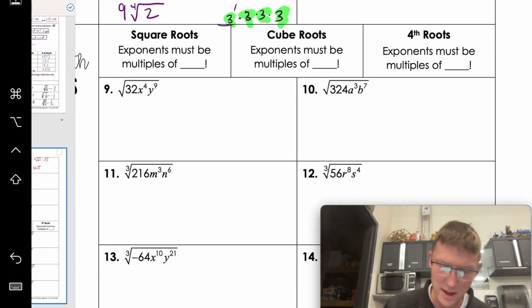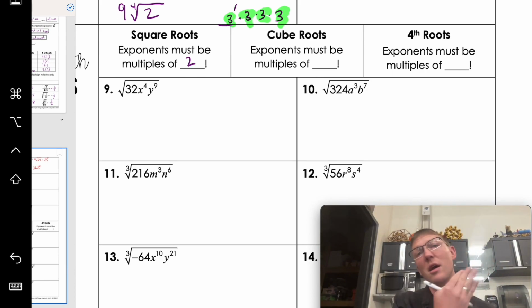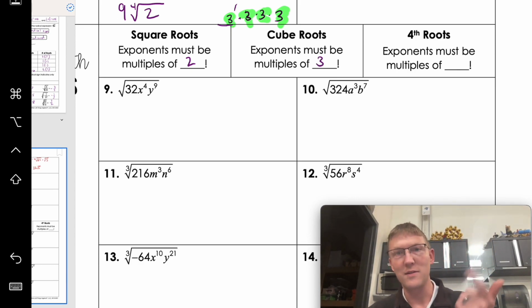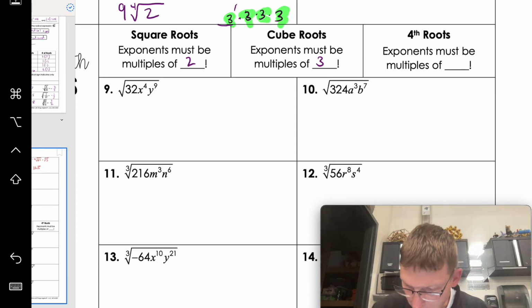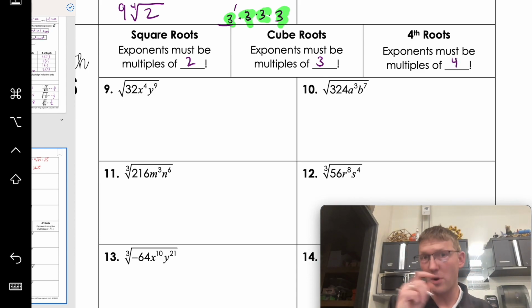So what do I mean by that? If you have a square root, the exponents must be multiples of 2. Those are the things that can come out of the square root to be simplified. Cube roots must be multiples of 3: 3, 6, 9, things like that. Fourth roots, exponents must be multiples of 4. Hopefully you're seeing the pattern. So what does that look like?